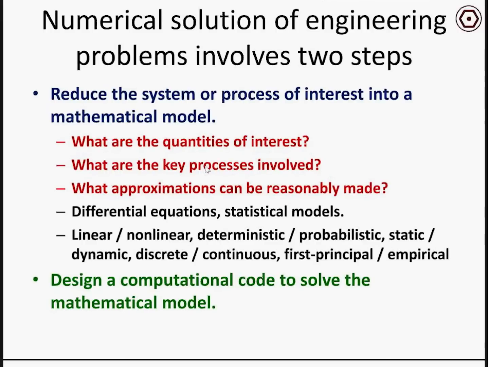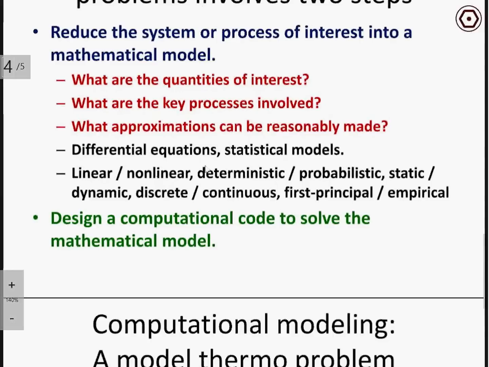It can be discrete or continuous, either based on first principles, conservation of mass, conservation of momentum, conservation of energy, or empirical, with regard to some empirical relationship and using that in the simulation. And once you have that, you define the computational code to solve the mathematical model.